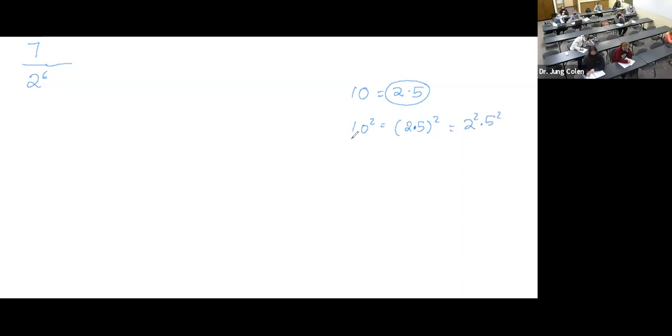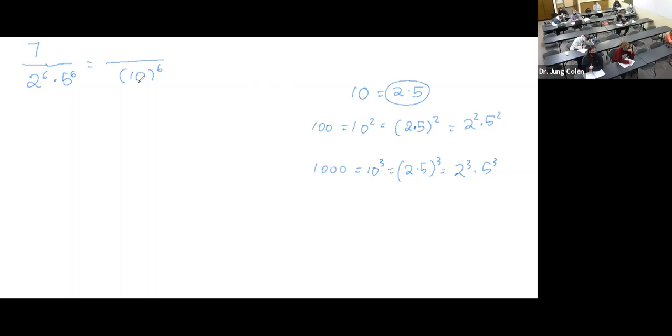And for 1000, think about 1000, that's 10 cubed, which is 2 times 5 to the cube, which is 2 cubed times 5 cubed. So if you have the denominator as 2 times 5 to the something power, you can easily change that to power of 10, right? So here I have 2 to the 6th power. If I multiply this by 5 to the 6th power, the denominator will be 10 to the 6th power.